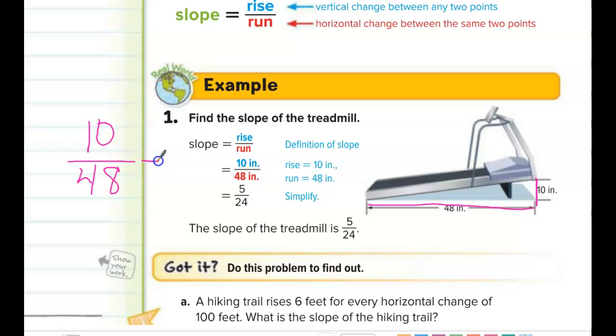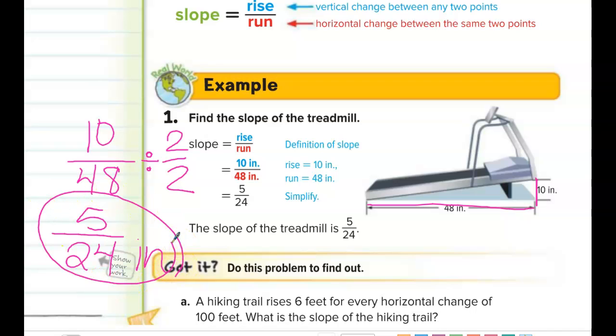Divide by 2. I can divide both the top and bottom by 2. 10 divided by 2 is? 48 divided by 2 is? What am I going to label it? 5/24 inches. Pretty simple, right? Yes. You got it.